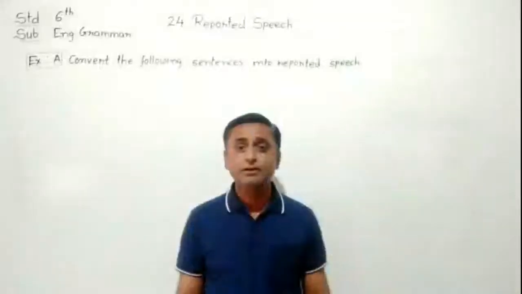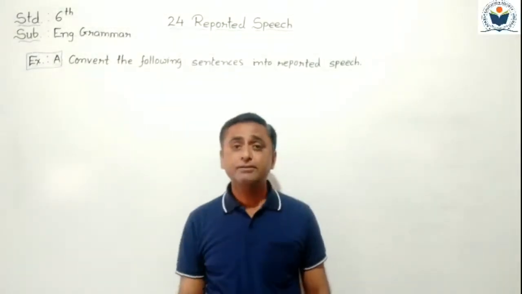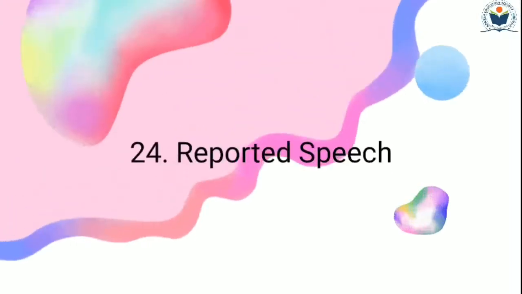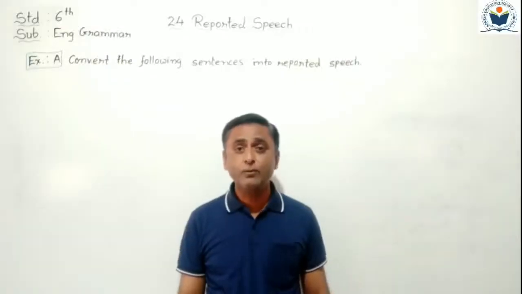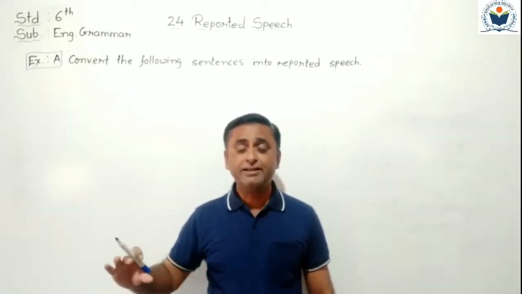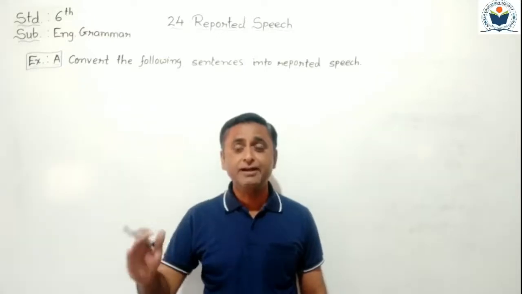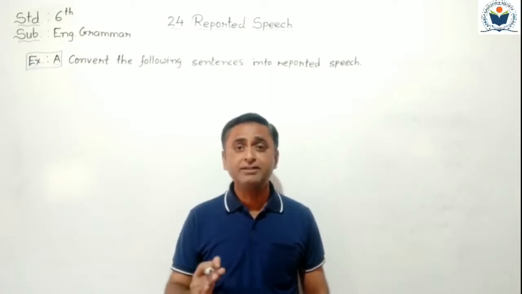Hello students, today we are going to learn standard 6th subject English grammar lesson number 24, reported speech. Students, in our previous video we completed teaching points related to reported speech: how we convert any direct speech sentence into indirect speech and indirect speech into direct speech. Or related to that, we studied different types of rules and regulations. Now based on that teaching, we have to do exercise A.